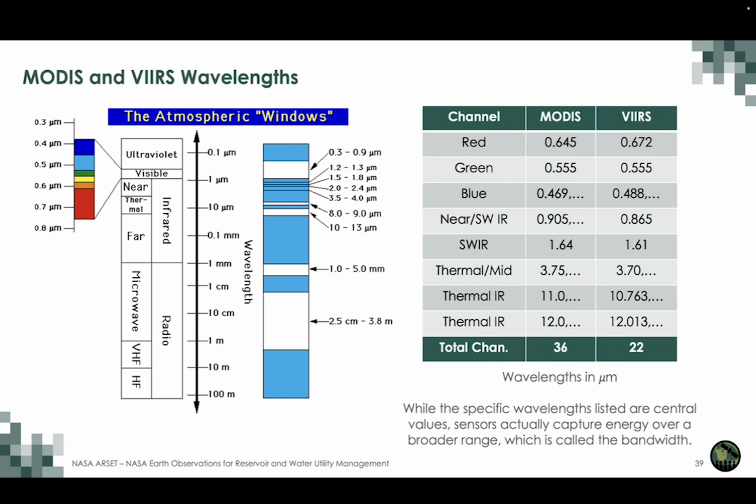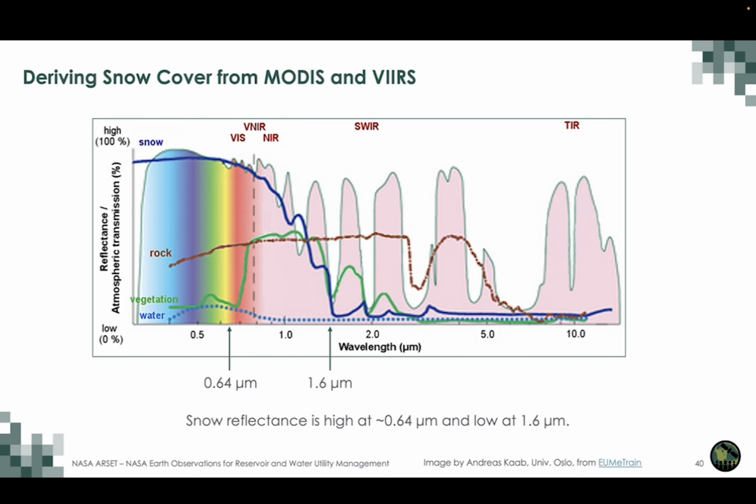Shortwave and thermal infrared channels are essential for distinguishing snow from clouds and monitoring surface temperatures as the snowpack ripens. Although MODIS has 36 channels and VIIRS only 22, both possess the overlapping bands necessary to generate accurate, continuous snow products. Finally, while this table lists central wavelengths, the sensors actually capture a slightly broader range, or bandwidth, ensuring the full signal is recorded.